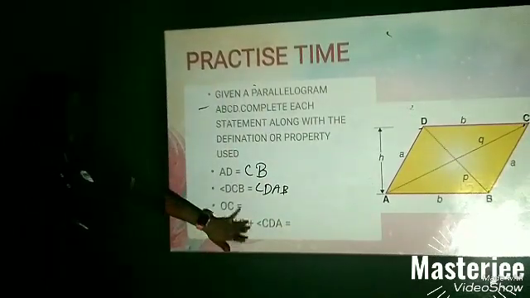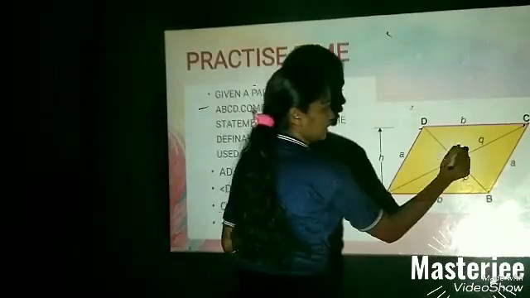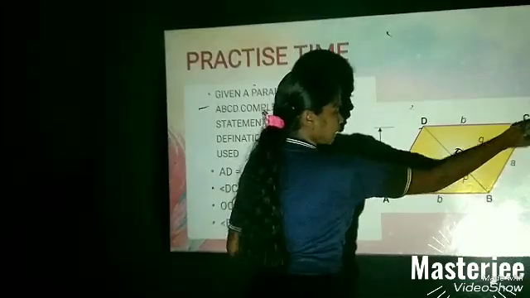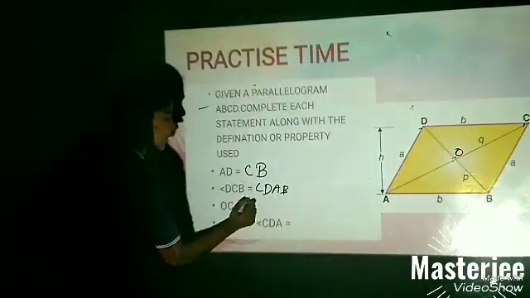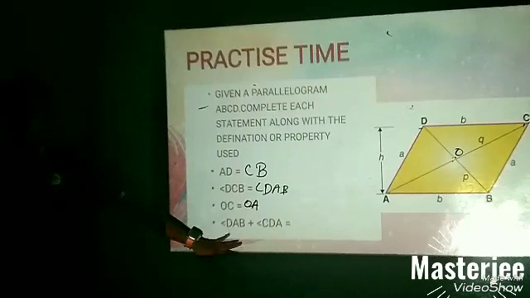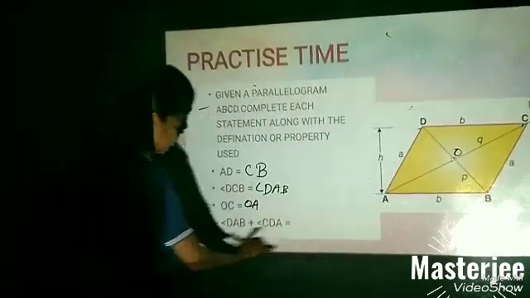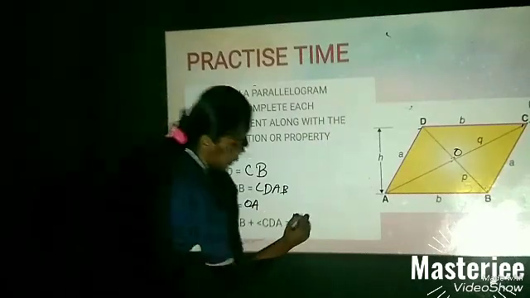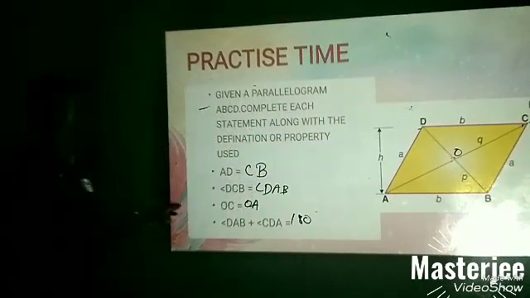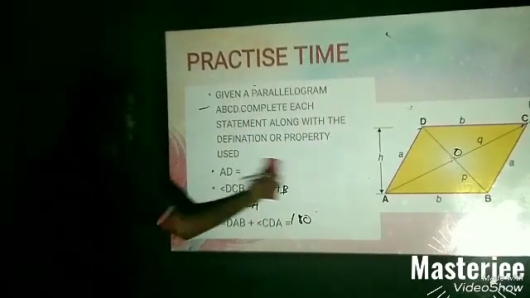OC, here there is a point O. OC is equal to OA because the diagonals of a parallelogram bisect each other. Angle DAB plus angle CDA is equal to 180 degrees because the adjacent angles of the parallelogram are supplementary.